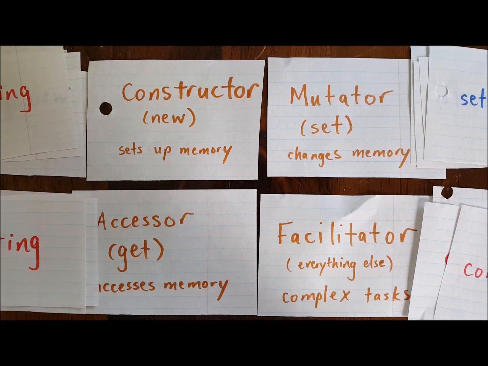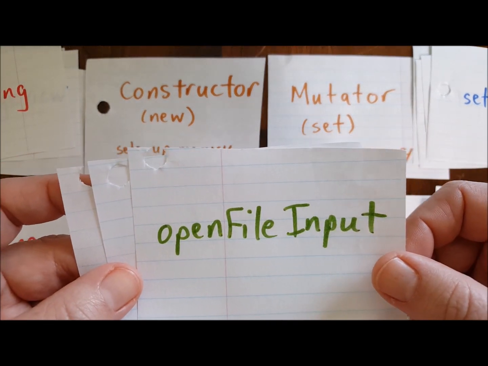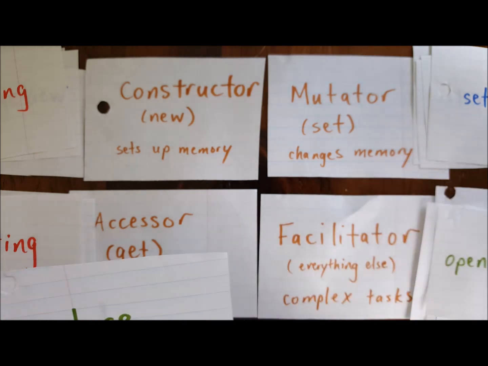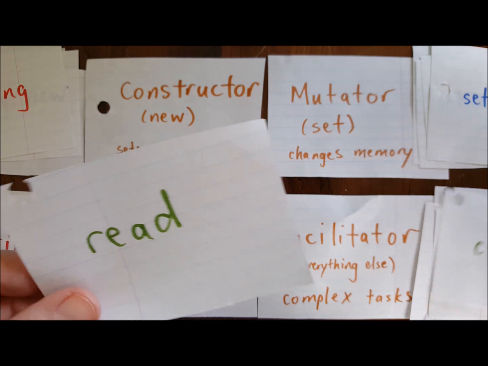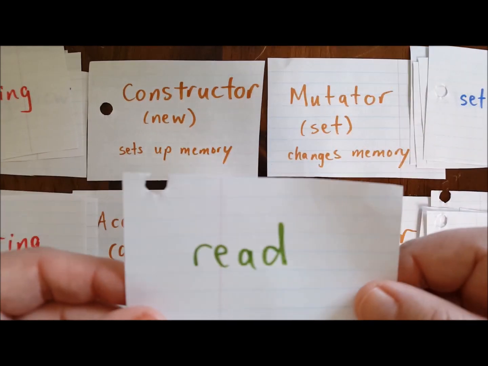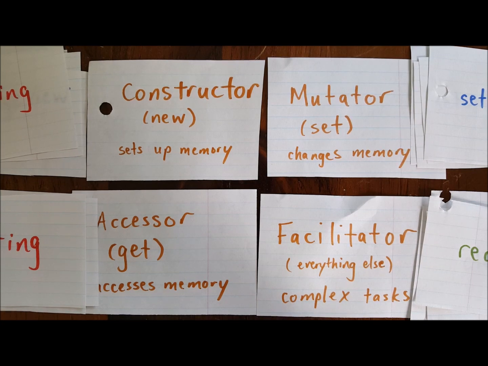Okay, we also did files. So we had input files yesterday. So open file input, well, that doesn't have a new set or get, so it's a facilitator. Close, not new set or get, so close is a facilitator. Read, ditto, facilitator. Okay, so those are how you can classify some methods.